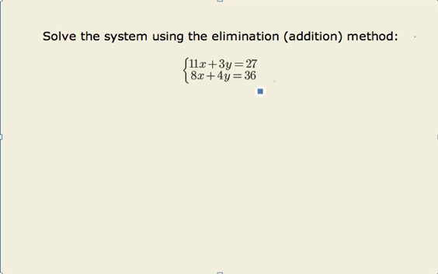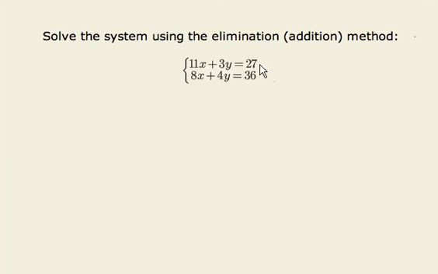Now, if we just added them directly, we're not going to get anything to cancel out. So what we're going to have to do is find an appropriate multiple to multiply one or both of these equations by so that we do get some cancellation when we do the addition. Before we go ahead and find that multiple, I'd like to make this problem a little bit easier.